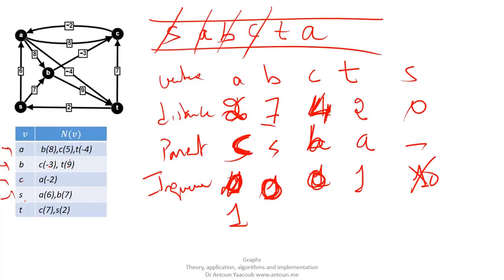We have a T, so it's now T, so T is out of the queue. T, it has C and S, so T is equal to 2. 2 plus 7 equal to 9, so 9 is greater than 4, I will ditch it. 2 plus 2 is equal to 4. So obviously 0 is better than 4. We'll do nothing. So now let's do A because T is finished.